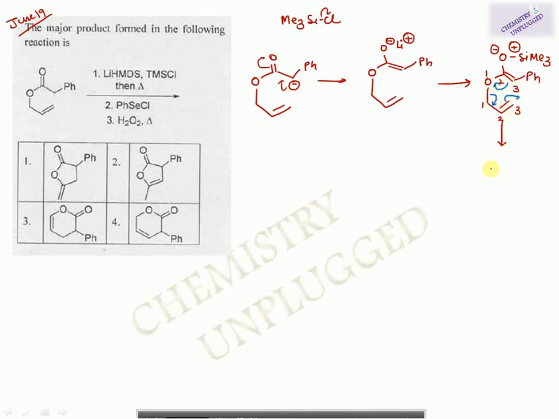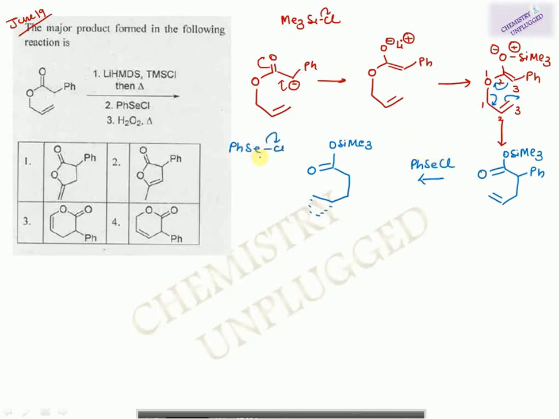Then we are using phenyl selenium chloride. It will combine with this double bond. This bond will break and this group will attach here. So the selenium has a positive charge. Then in the next step, the Cl removed in this step will attack on this trimethylsilyl group.